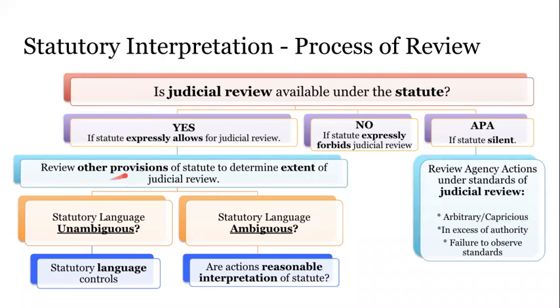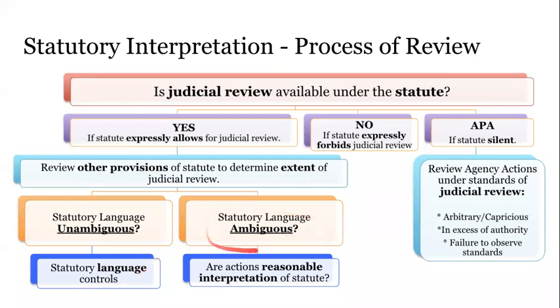So if there is a yes, then they review other provisions of the statute to determine the extent of the judicial review, right? If there is an express allowance, then the court looks at the entire language to determine the extent. And if the statutory language about judicial review is unambiguous, then that statutory language controls. You simply follow the statute. That's my example of saying, okay, if this happens, this is a violation. If the statute says that and it's clear, A, B, C, and D, any of these things happen, then there's a violation. So statutory language that is clear and unambiguous, generally speaking, controls.